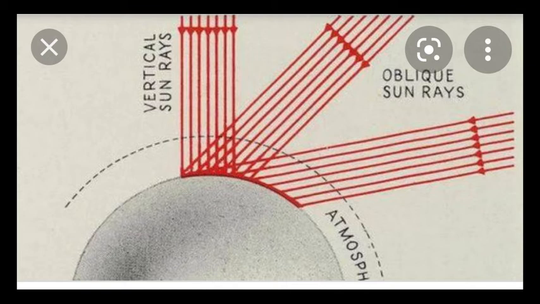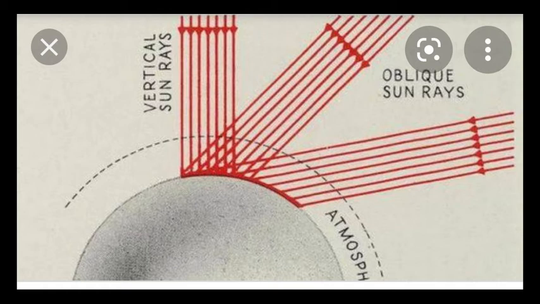On page number 51 of your textbook, you will find two pictures, vertical rays and oblique rays. The portion of the earth where the sunlight falls perpendicularly is warmer. So in summertime, the sun rays fall vertically. The sunlight falls perpendicularly. It creates a very hot, humid and warm atmosphere.